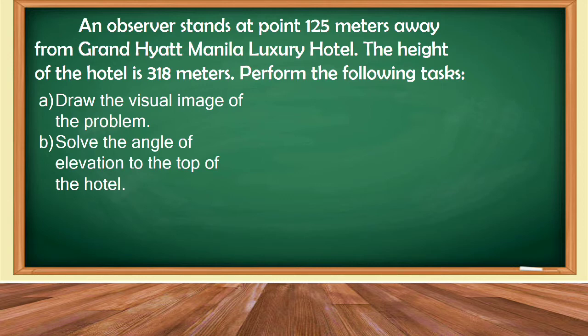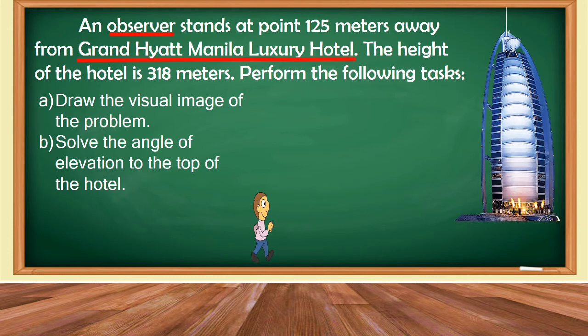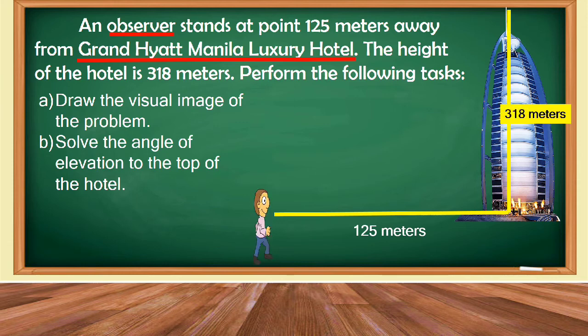First, we draw the visual image of the problem. We have two objects, namely the observer and Grand Hyatt Manila Luxury Hotel. The distance between the observer and the hotel is 125 meters. The height of the hotel is 318 meters. We now move on to solving the angle of elevation to the top of the hotel.